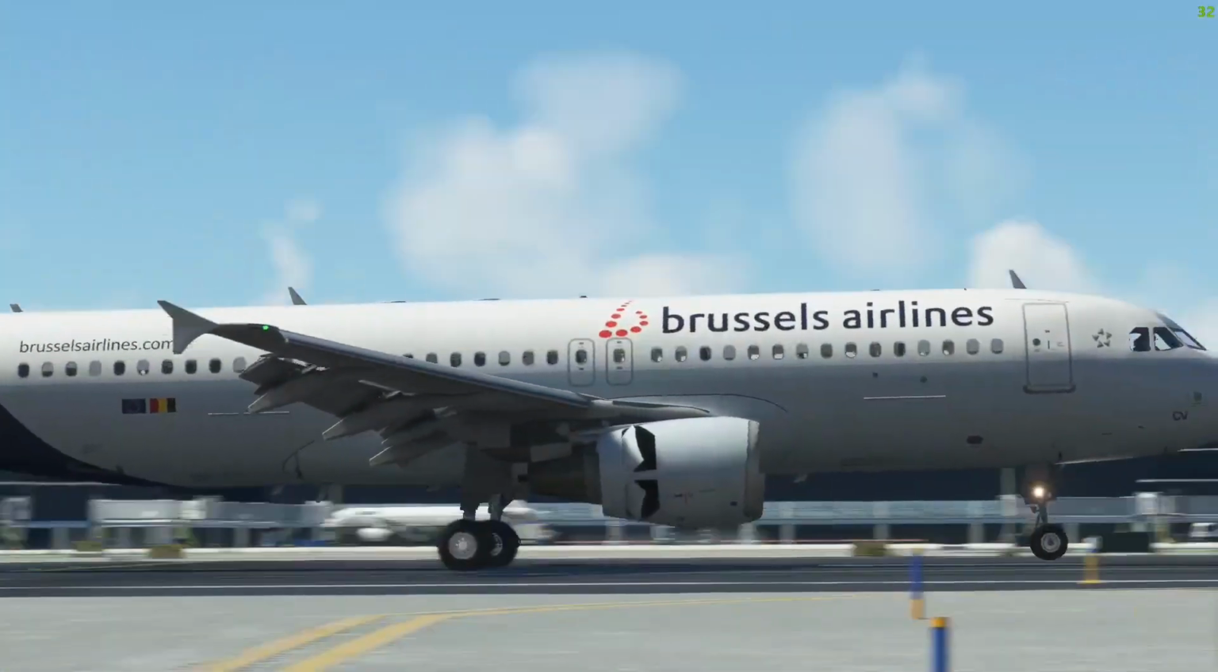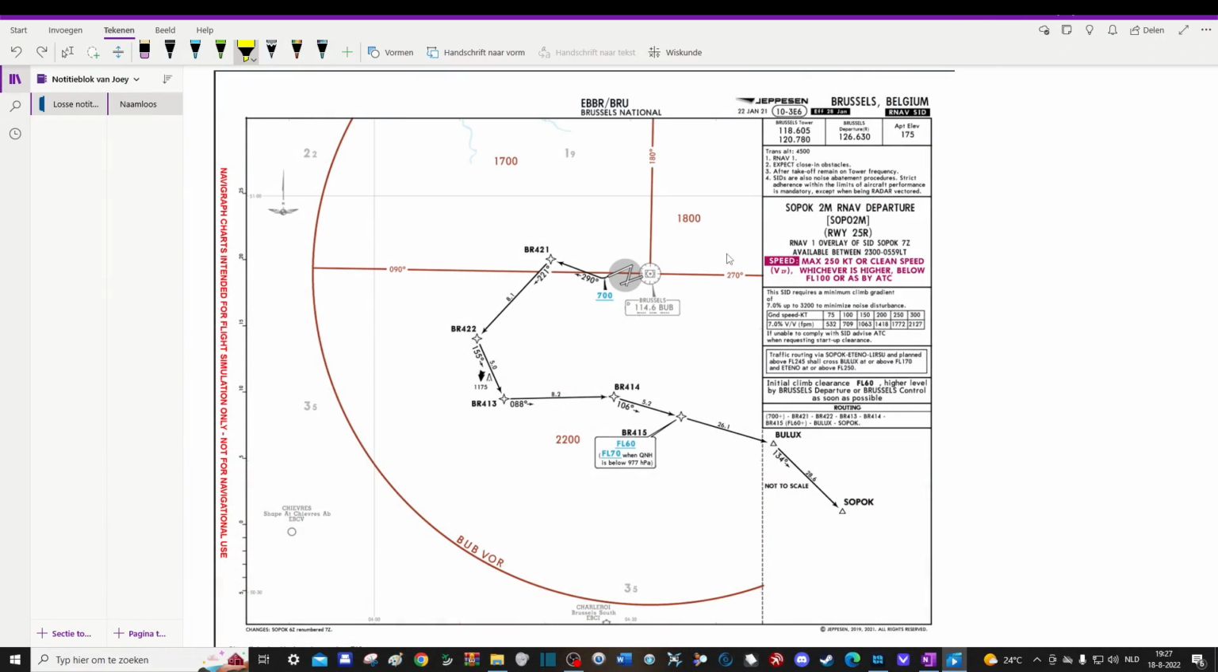Now without further ado, let's get right into it. Here we have an example of a SID which I've chosen for the purpose of this tutorial. It's a chart from my home airport Zaventem in Brussels.